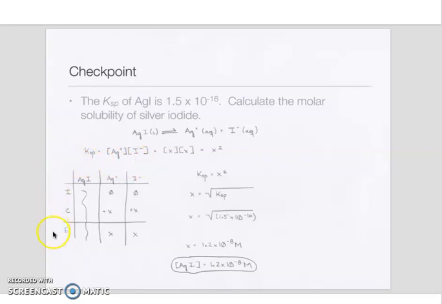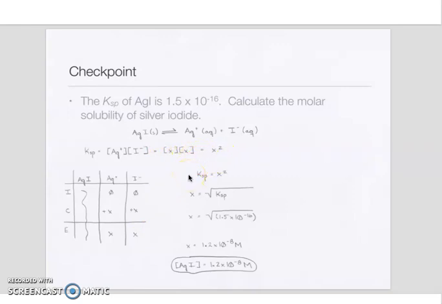So here I have an ICE table. On the top I have my silver iodide reactant, and then I also have my silver ion and my iodide ion. The initial concentration of the ions is 0 and 0 because I've yet to throw my salt into solution. My change in concentration is a plus X, so a plus 1X since the coefficient in front is 1. So at equilibrium, I find that the concentration of my silver plus is X and my iodide minus is X. So I can plug those back into my KSP expression. So my KSP is X times X, which is really X squared.